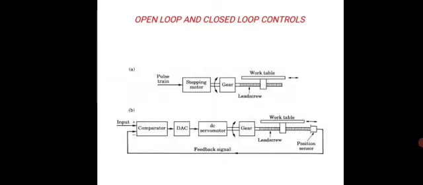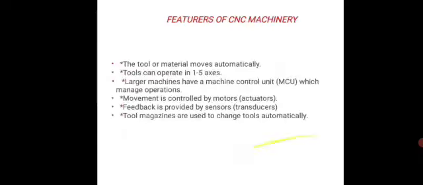Okay, then the second figure shows the closed loop. Here the comparator, DAC, DC servo motor, and gear are there. The positioning sensor detects all the output feedback. It will detect any problems and give it to the comparator. The comparator analyzes the input against the output. If there is any problem, it will rectify it. This is the closed loop controller.